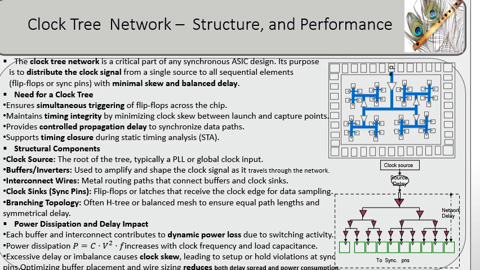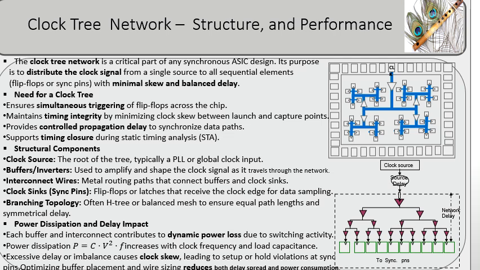The clock tree network distributes the clock signal from a single source to every flip-flop on the chip with minimum skew and balanced delay. It consists of the clock source, buffers, interconnect wires, and clock sinks arranged in a carefully balanced tree structure. Buffer insertion restores signal strength and ensures that all sequential elements receive the clock edge at nearly the same time. This synchronization is essential for meeting setup and hold timing requirements and achieving timing closure during static timing analysis.